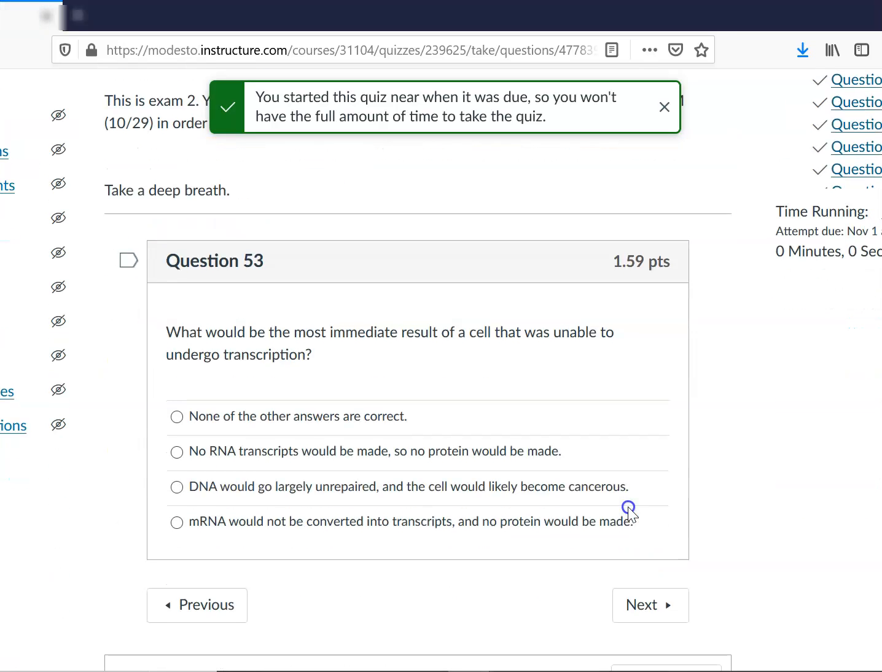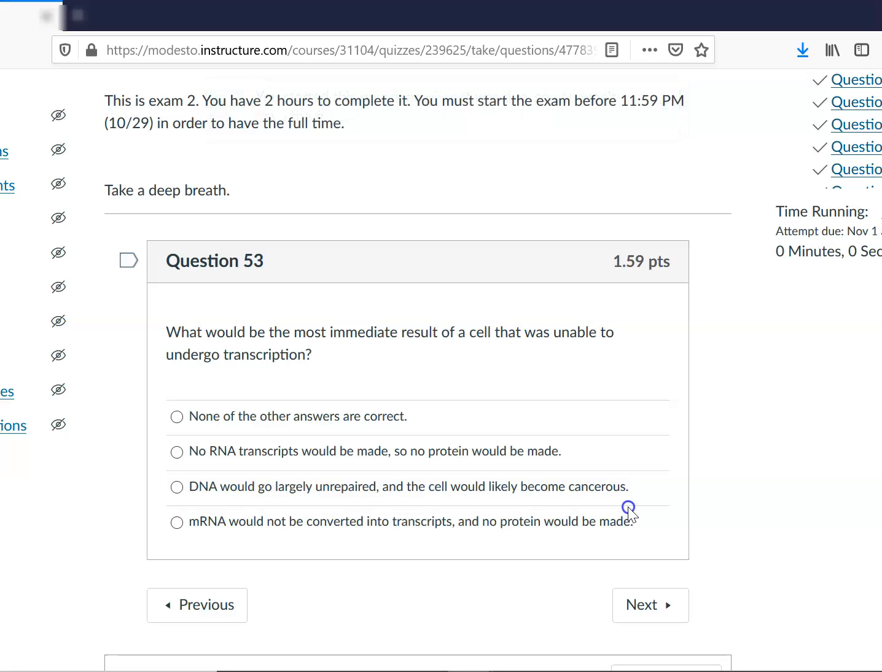What would be the most immediate result of a cell that was unable to undergo transcription? So remember, transcription is taking your DNA, unzipping it, and making an RNA, an mRNA transcript, an mRNA copy. You don't want to take the reference book out of the library. You want to copy the information down onto your notepad and then take it out into the world and build protein with it. So no transcripts would be made, so no protein would be made. DNA would go unrepaired, no. mRNA would go unconverted into transcripts. No, that happens later on. No transcripts would be made, so no protein would be made.